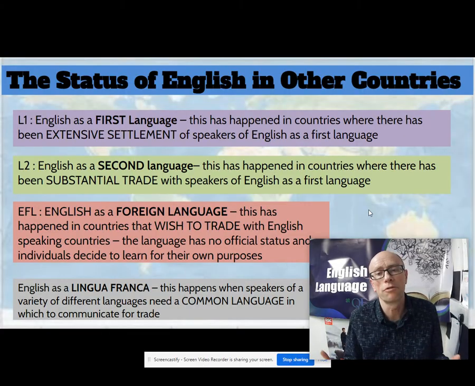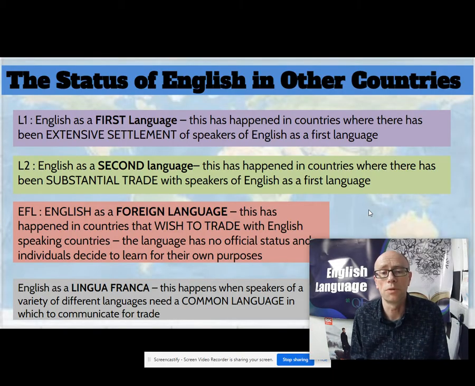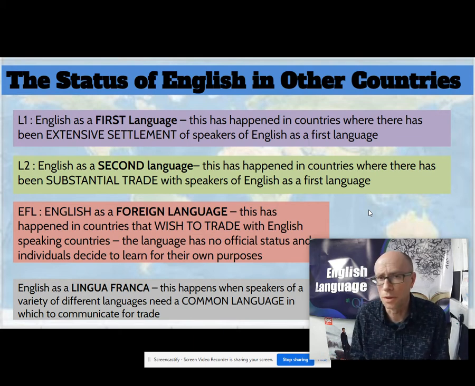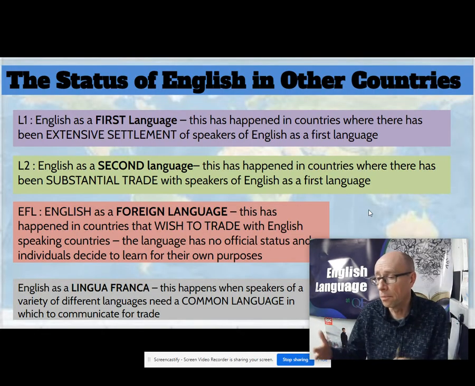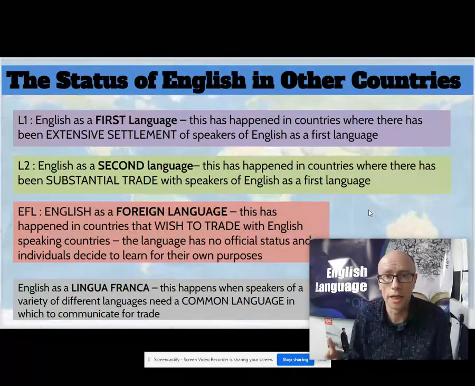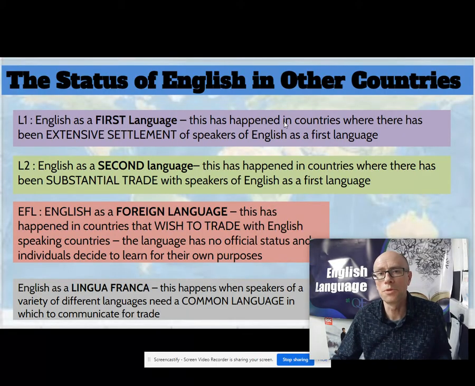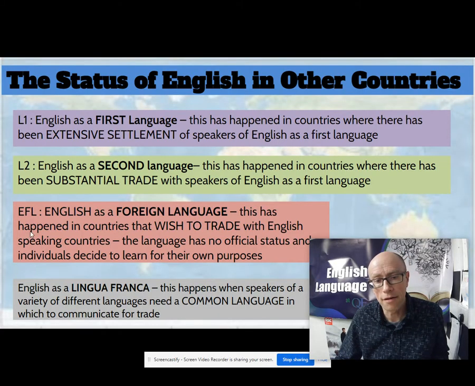And then you've got English as a lingua franca. So this happens when speakers of a variety of different languages need a common language in which to communicate for trade. So let's go back to the example of, let's say, the Malaysian business person who's meeting a Korean delegation of people, and it may well be that they're using English as a lingua franca. Okay, these are the different forms of English that you're going to come across in the world. L1, L2, EFL, English as a lingua franca.